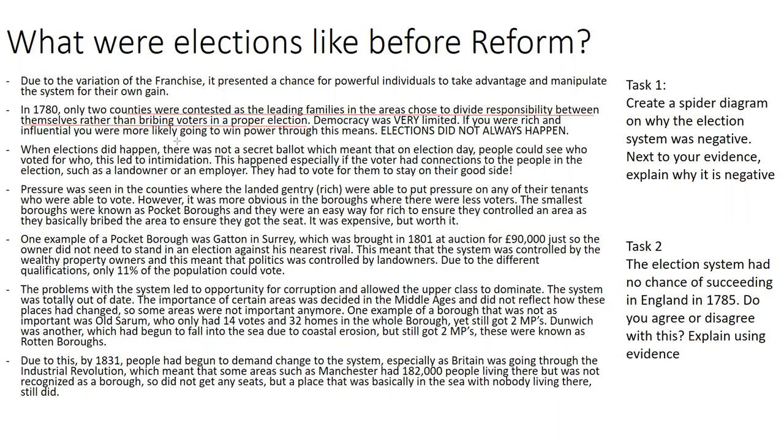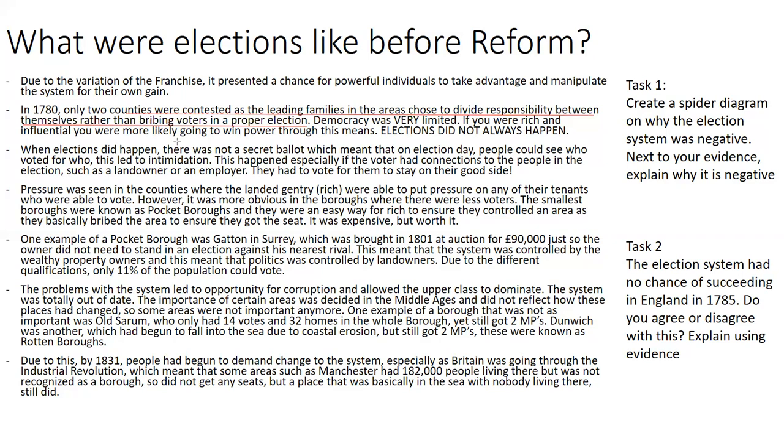When elections did happen, though, it wasn't secret, which meant that on election day, people could see who voted for who, which leads to intimidation. This happened quite easily if the voter had connections to the people in the election. So if you were a voter that had a connection with a landowner or an employer, you sort of had to vote for them to stay on their good side.